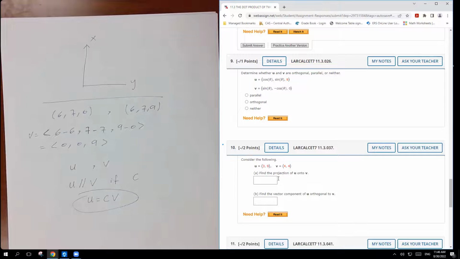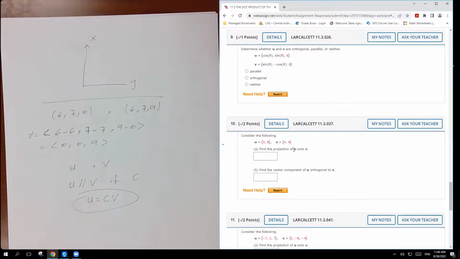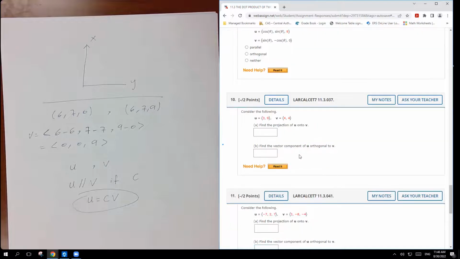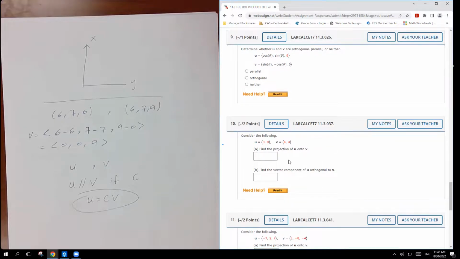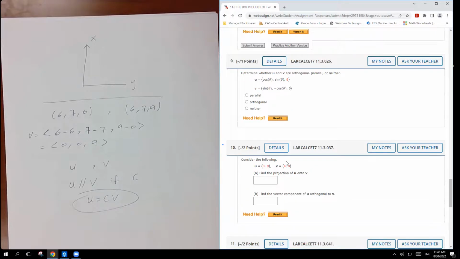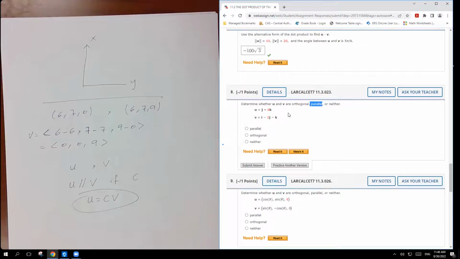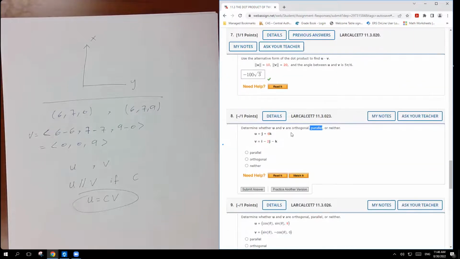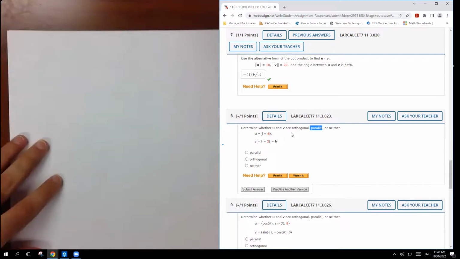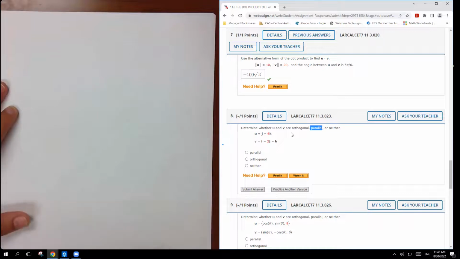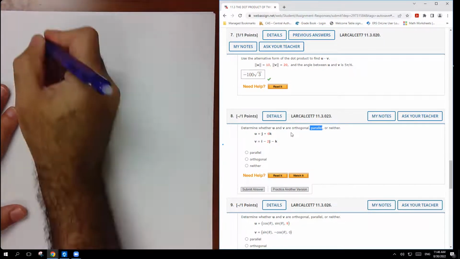Find the projection of U onto V. Let's do this example. What's the equation for checking that two vectors are orthogonal again? You have to do the dot product.